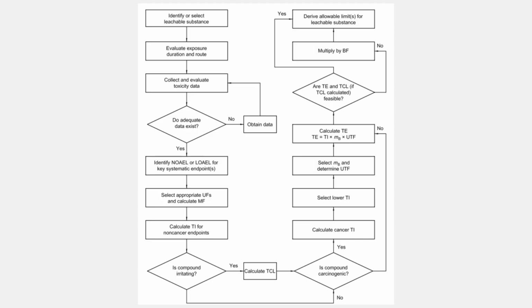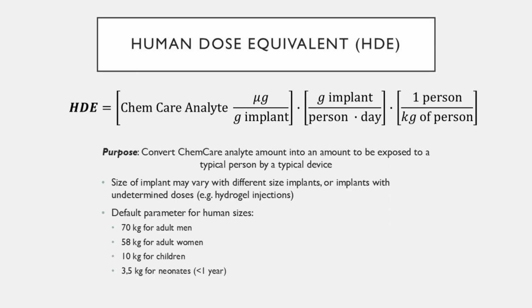Now, the human dose equivalent, on the other hand, is based entirely on the actual results that you got and the quantifying concentrations that you got in your chemical characterization method. So it's simply the human dose equivalent as a product of your analyte in terms of the micrograms of your analyte per gram of implant, multiplied by the exposure of that implant to a person per day. So a lifetime implantable, they would be exposed continuously on a daily basis.